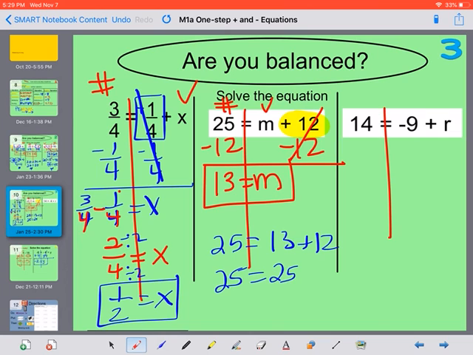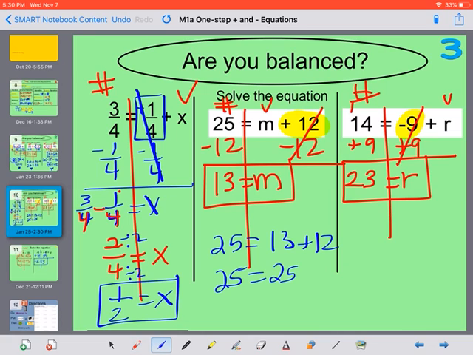And then our last one here on this slide, we want our variable r all by itself. So we need to move this negative 9 over to our number side. I'm going to add 9. Those eliminate, and we have r equal to now 14 plus 9 more. Well, 9 plus 4 is 13. So we have 23.